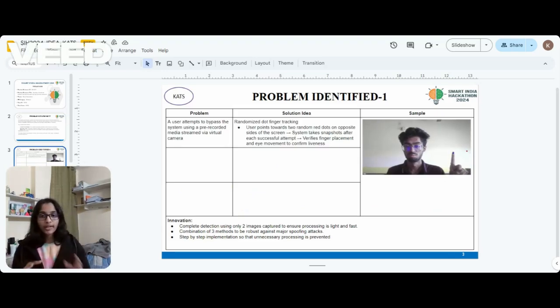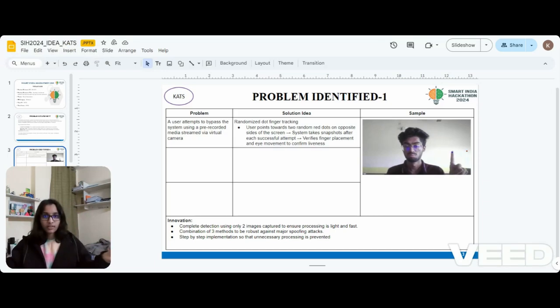Essentially, we identified the three most common spoofing attacks and devised a solution that counters all of them. The first one is where the user attempts to use a pre-recorded video to get themselves authenticated. For that, we proposed a system that asks the user to point to two random red dots that are generated on two opposite sides of the screen. When the user is successful in pointing the tip of their finger to the dot, a snapshot is taken. Since we're generating two red dots, two snapshots will be taken, and then both of them will be compared to check for eye displacement, and that will confirm liveness.